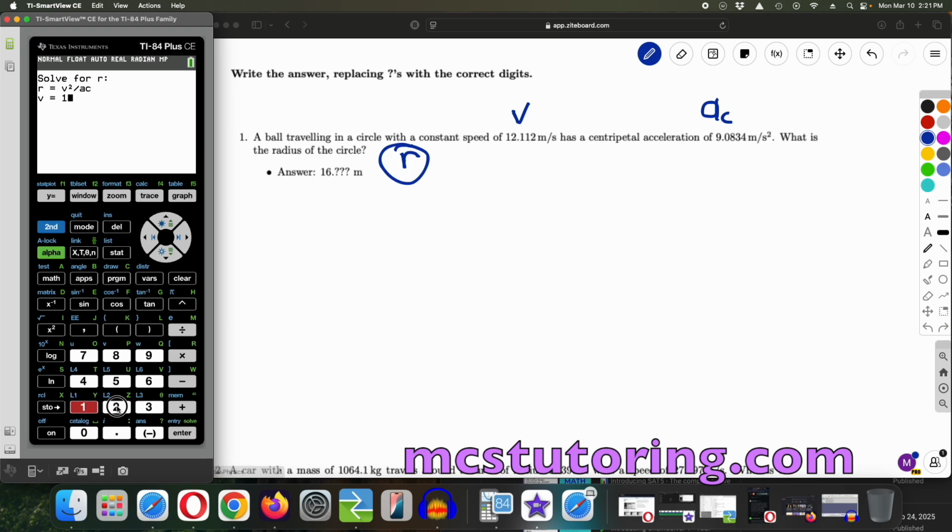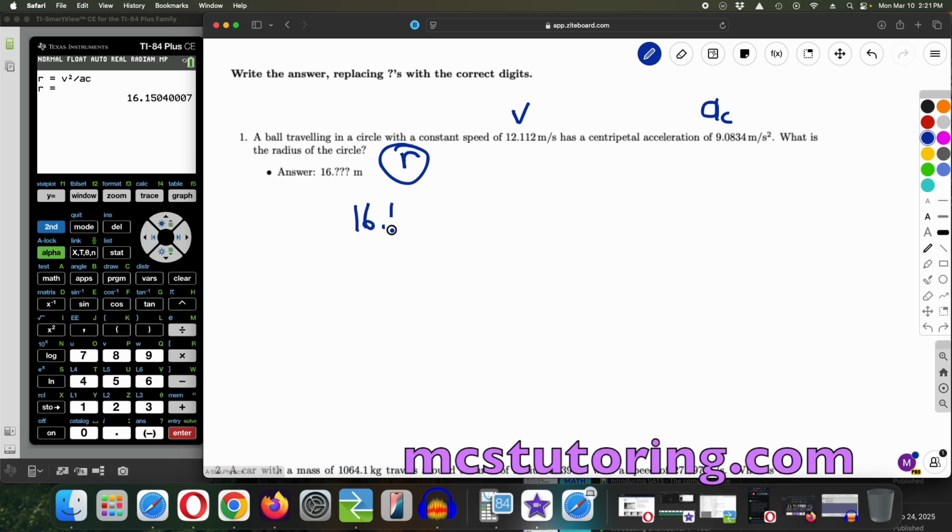So the velocity is that same speed there, 12.112. And then the acceleration, 9.0834. There we go. So that's going to be 16.15 meters. Oh wait, and this is cool. It says replace the question mark. So this specific instructor wants 3 digits here.